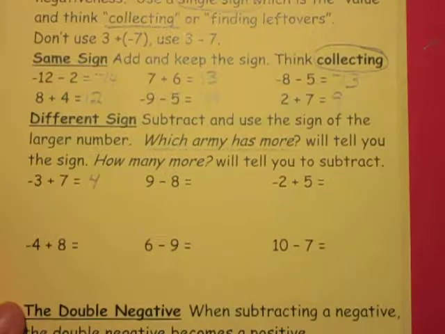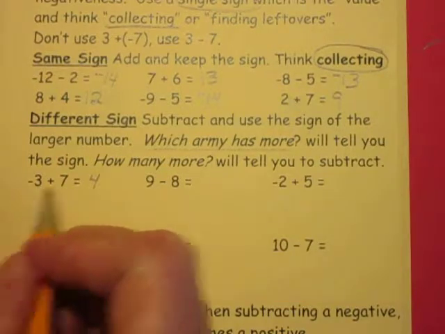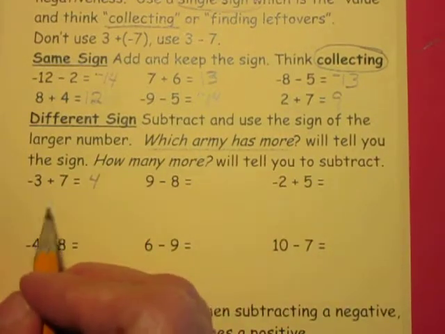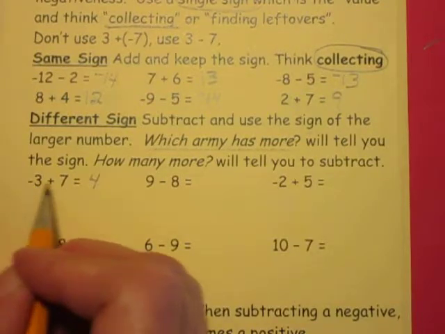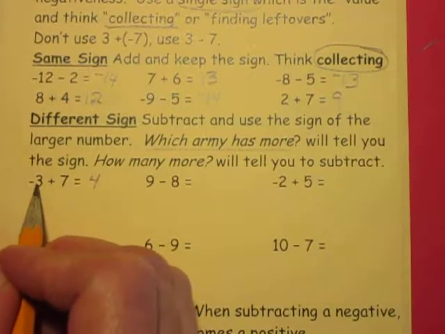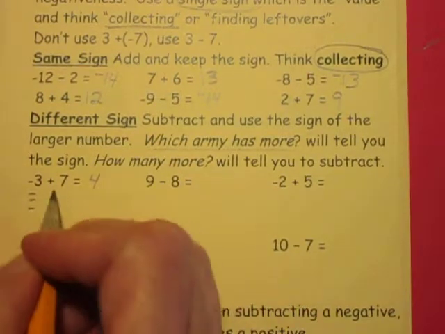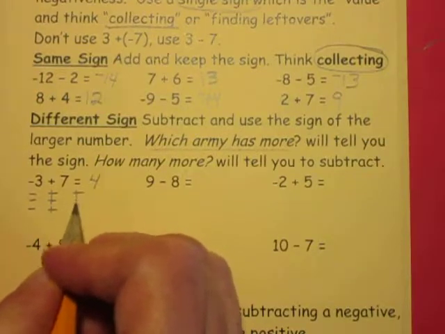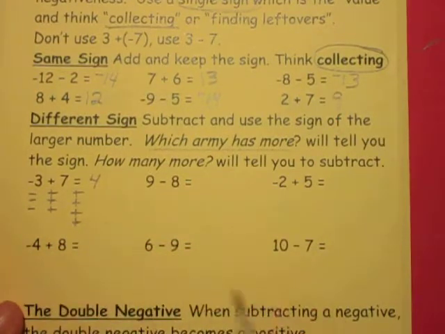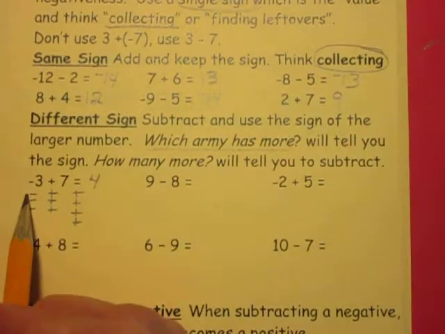Now that's just blind application of the rules. I want you to think about what this actually means. What I'm getting at here, which army has more, I want you to think about you're trying to group and collect up some negatives with some positives. So I'm going to write 3 negatives here are going to be collected with 7 positives. So I'm going to draw a picture of all my positives. So I've got 7 positives collected with 3 negatives.